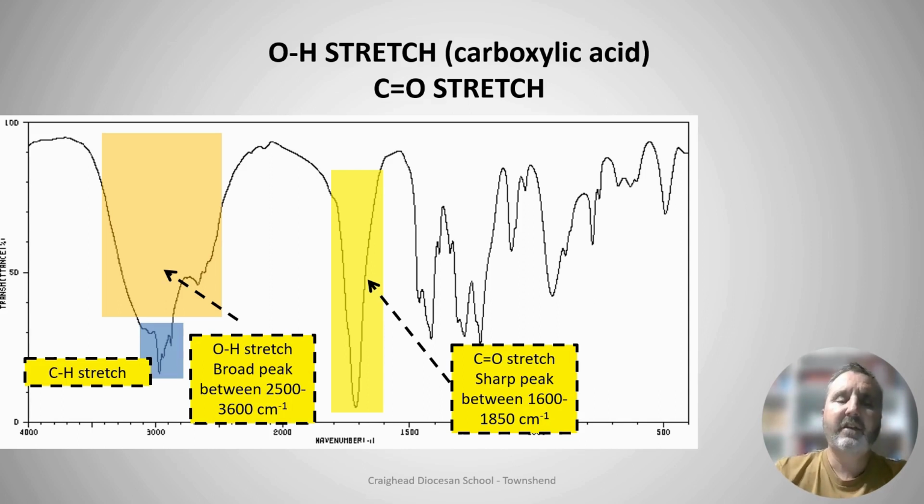Notice we can see on the bottom of here as well a wee peak, sharp bits pushing through. This is actually the CH stretch. We can see it at the bottom here. So we've got this broad part that comes about from the oxygen to hydrogen bond, but we can also see the overshadowed part of the carbon to hydrogen stretch that's just poking through the bottom here.